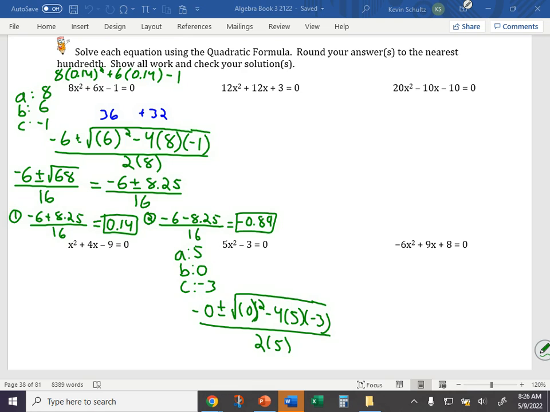What if you put like root 0? The root of 0 is just zero, which means you're only going to get one x intercept, right? Because if the discriminant equals 0, there's only one x intercept. Okay?